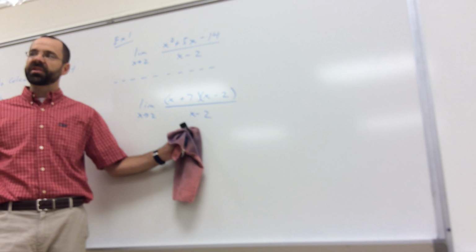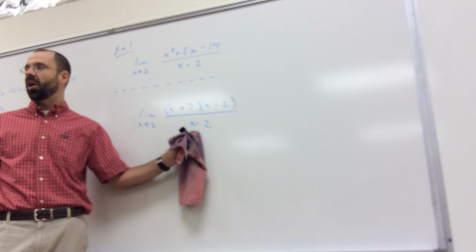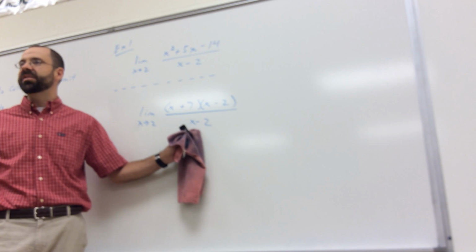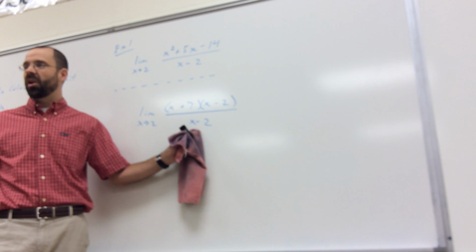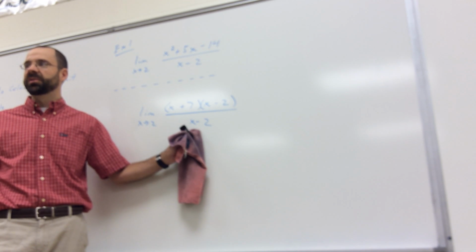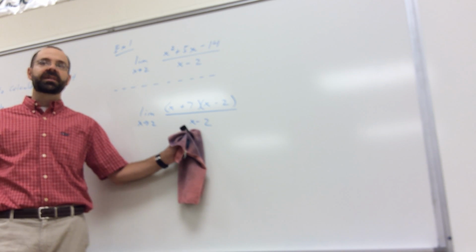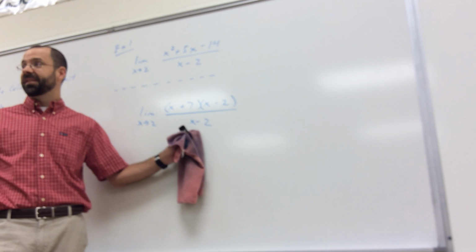Okay, here's a deeper philosophical question. Is x minus 2 divided by x minus 2 always 1? For example, if x is 7, it's 5 divided by 5, right? So it is 1. Is it always 1? I'm hinting that the answer is no. Why isn't it always 1? Yes. When x equals 2, it is undefined, right?